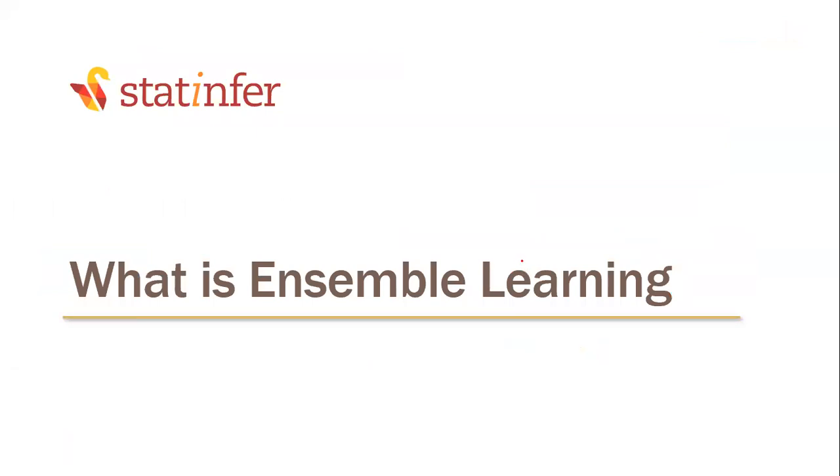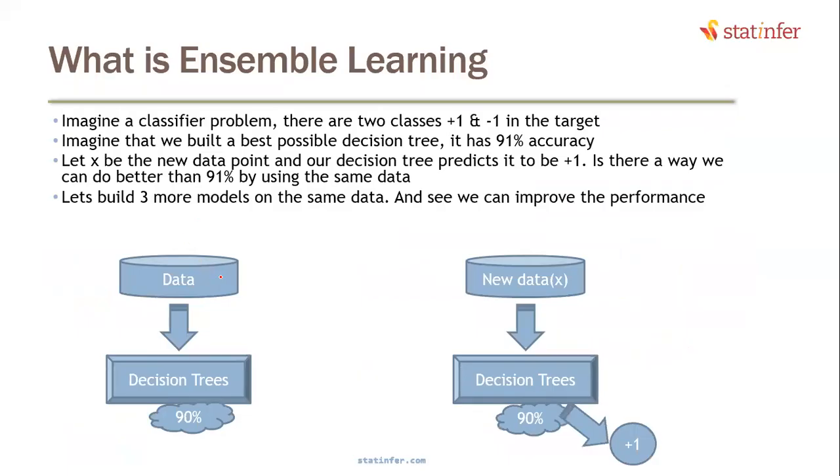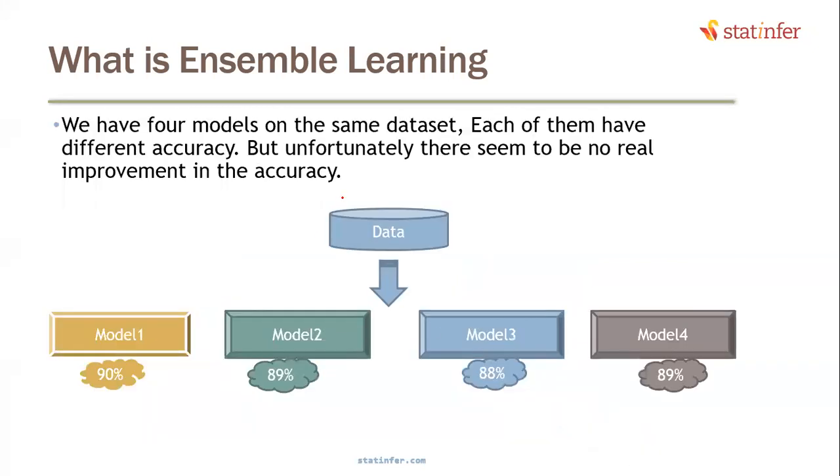So what is ensemble learning? Usually, we have a data set and we build a model on it. Let's say I have a data set, I build decision trees on it. Then when new data comes, this decision tree model gives some prediction. That's how we work with it, one model only. But now we take the data, and we build model one, model two, model three, model four, and so on, up to model 100, hundreds of models. Model one has 90% accuracy, model two has 89, model three has 88, then 89, 88, 86, 89, 90, like that.